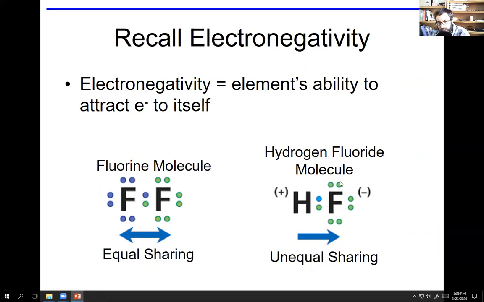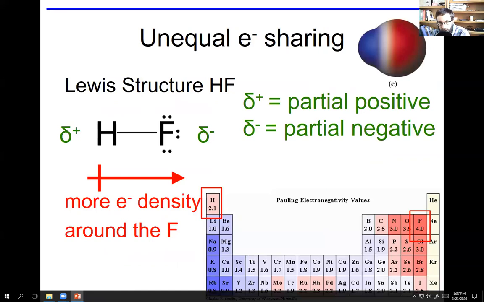And so it's not quite an ionic bond. That would be an extreme version of unequal sharing where you actually have electron transfer. But you definitely have a dipole where you have a slight negative charge on the fluorine and a slight positive charge on the hydrogen. Again, it's not cation and anion because it's not an ionic bond, but it's close. It's sort of in between non-polar covalent and ionic. We call it polar covalent.